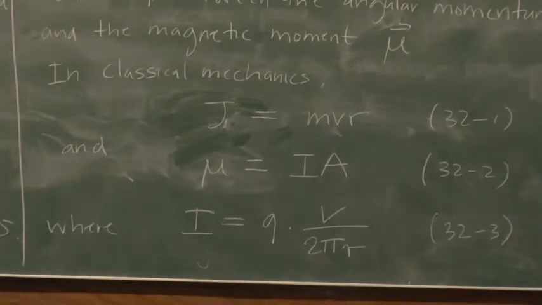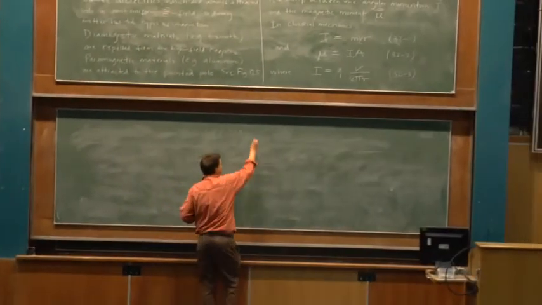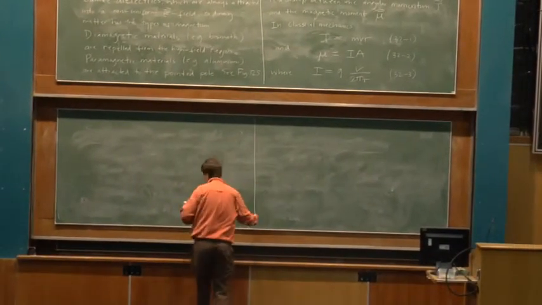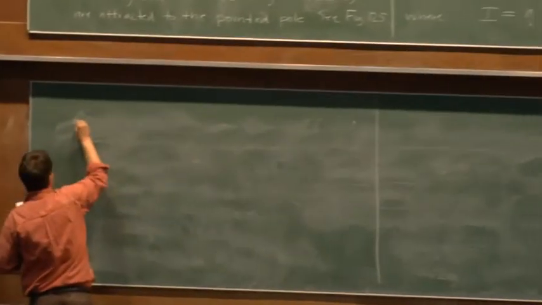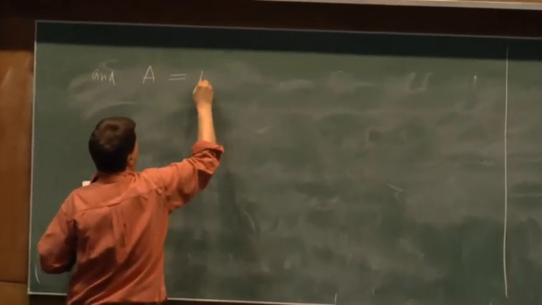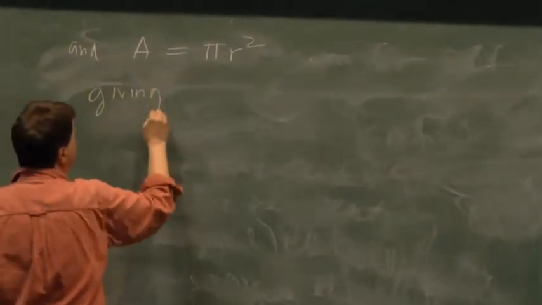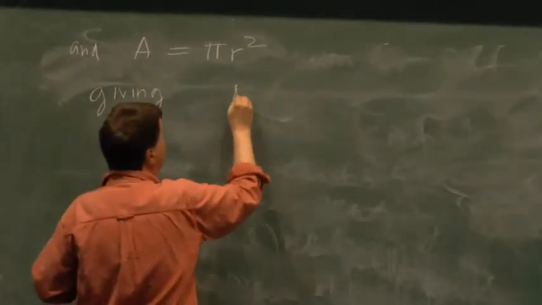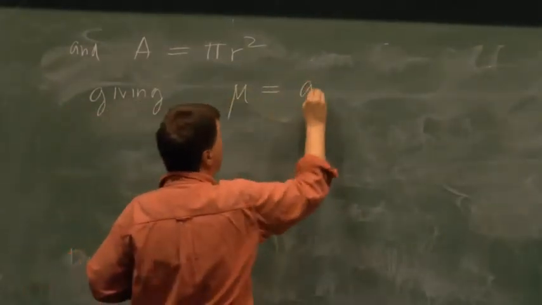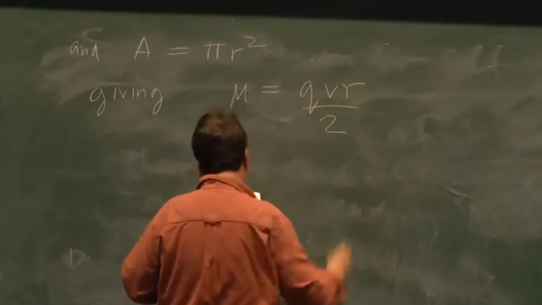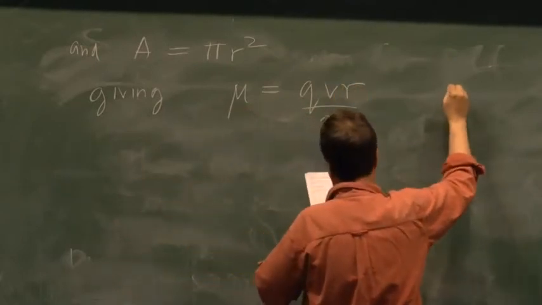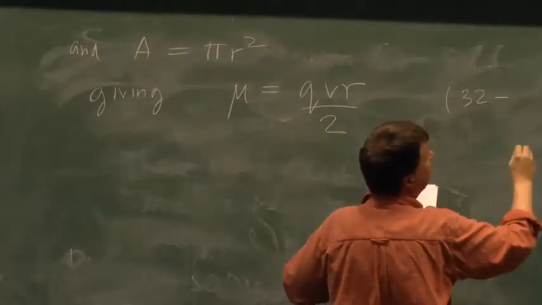So this is the classical analogy of the system, and of course we've got A is equal to pi r squared. So we've got expressions for I and A, which are very straightforward, and just by simple algebra, putting those together, we get that mu is equal to Q v r over 2. So this is now equation 32(4).